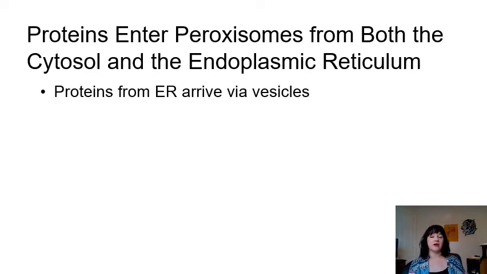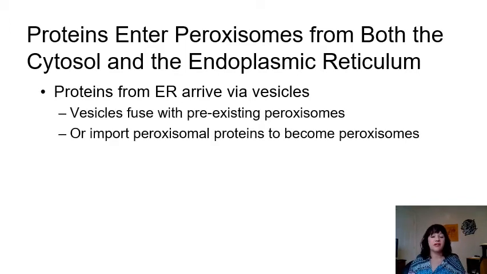Proteins that are going to enter the peroxisome from the endoplasmic reticulum are going to arrive via vesicles. In general, anything that leaves the endoplasmic reticulum is going to leave packaged as a vesicle. So that's an important thing to know. If a protein is made in the endoplasmic reticulum, it's going to bud off of the endoplasmic reticulum in a vesicle, and then that vesicle can fuse with the peroxisome and release its contents into the peroxisome.